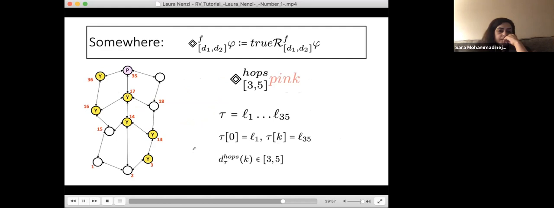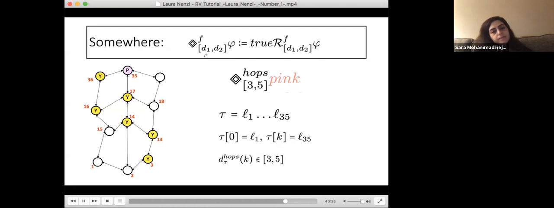So these were the basic operators of the logic, and now we see the operators that can be directly derived from these two operators. The first one is the somewhere operator, and the meaning is really simple. From a certain location, the property somewhere phi at the distance between D1 and D2 is satisfied if there exists an element at the distance between D1 and D2 where the property phi is satisfied.